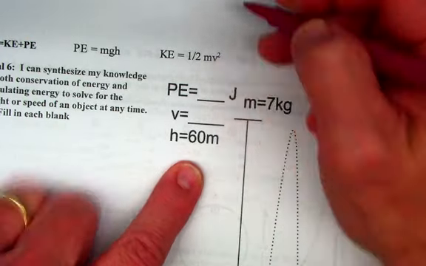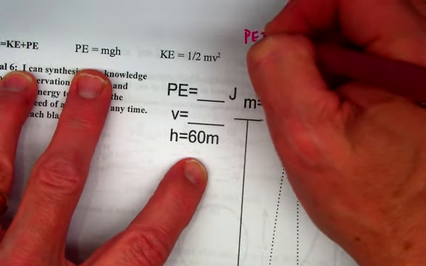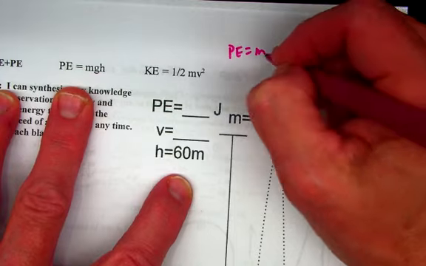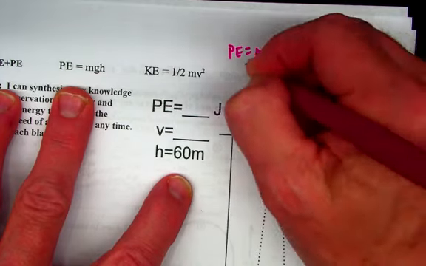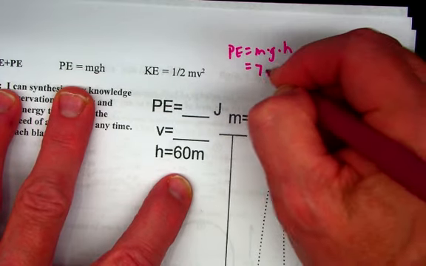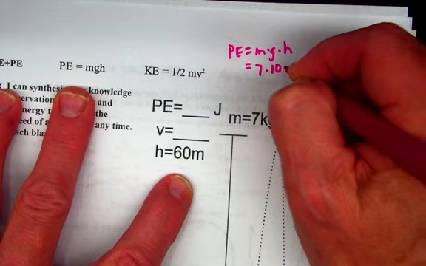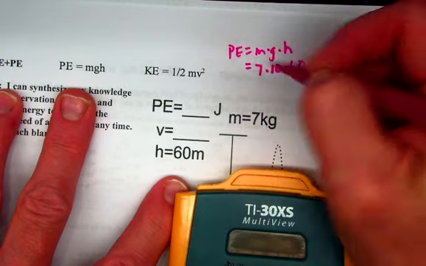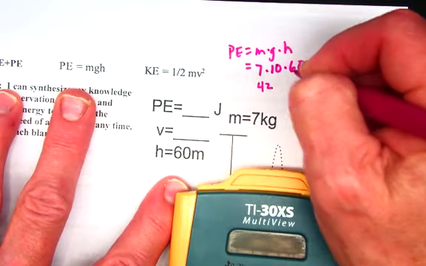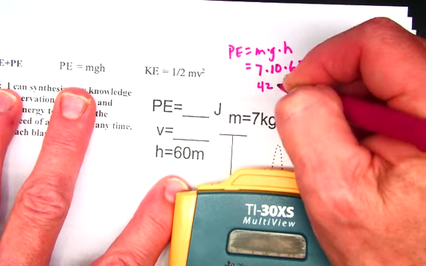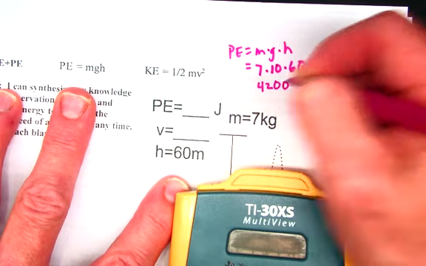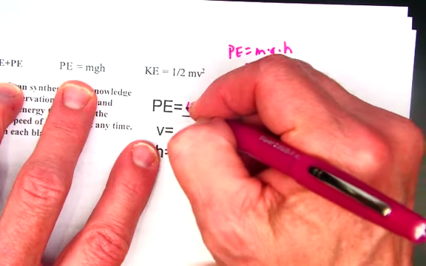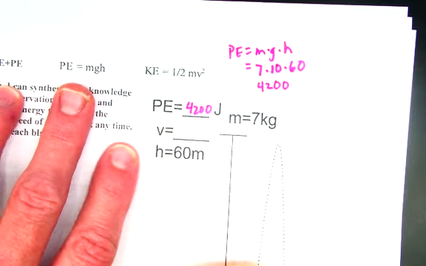So we can solve for potential energy here because potential energy is m times g times h. So our mass is 7, g is 10, and our height is 60. So 7 times 6 is 42. And then we'll add the zeros, one here and one here. So 4,200 is going to be our potential energy at the top.